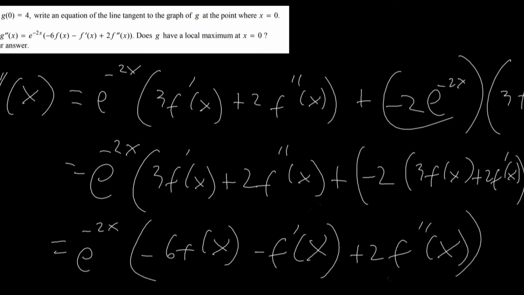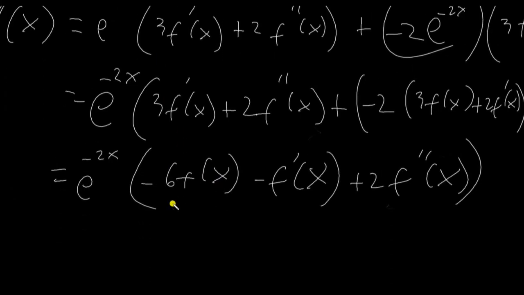And then let's go look at that. We have e to the negative 2x times this and that and that. It looks to match up. So we did the g double prime of x correctly, and there's our answer.